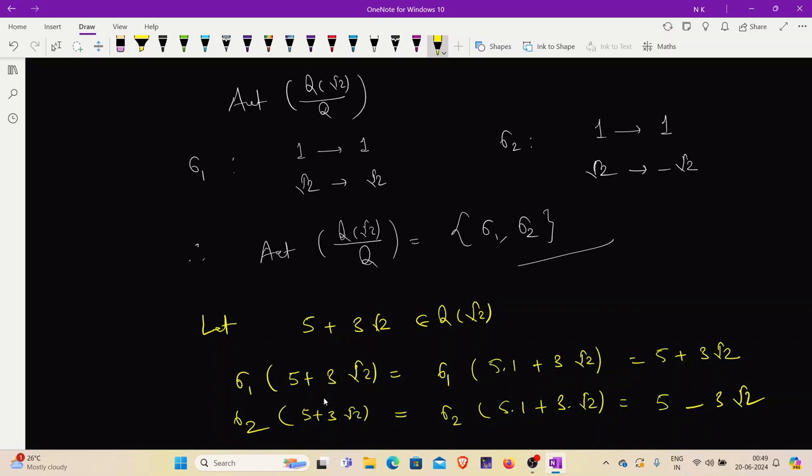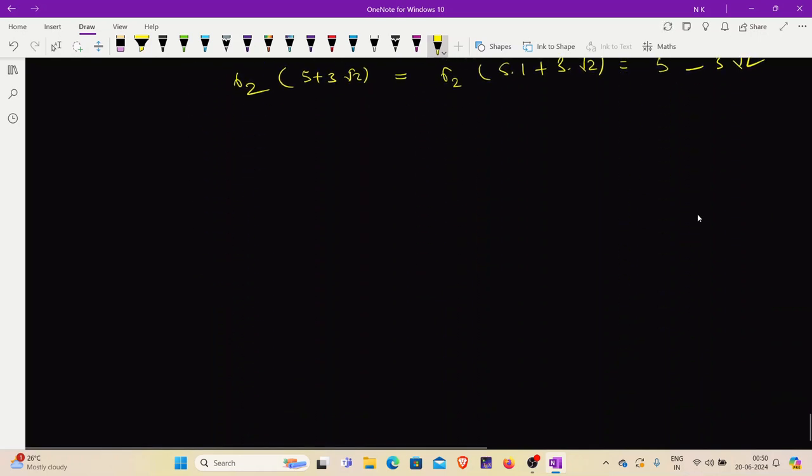Okay, and if you want to find out the fixed field, then it is obviously Q, because Q is fixed by both sigma 1 and sigma 2. So that's how we can deal with the fixed elements. Now let me move to the second example. In the second example, I will take Q(∛2), and I want to find out Aut of Q(∛2) over Q.